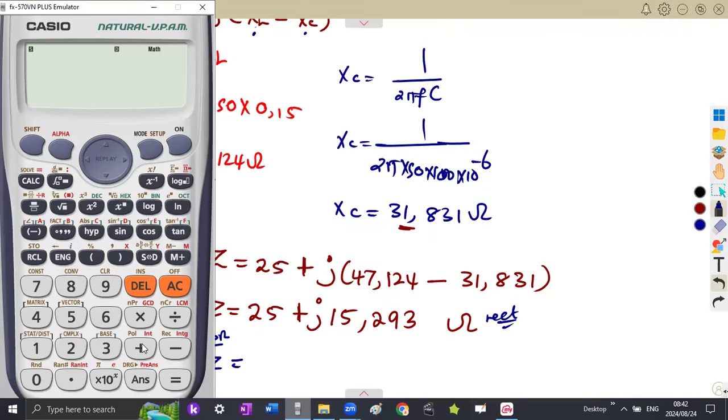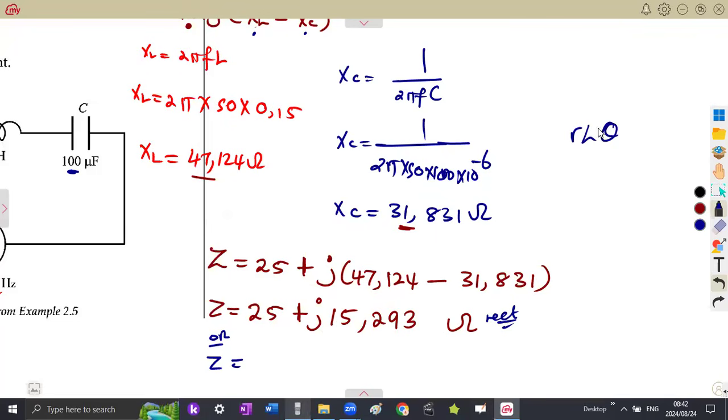So I said it's shift, polar form, that's a plus. Then you're going to separate this: that's 25. To separate this to 15, it's going to be shift closed bracket. So that's 15.293. Then close the bracket, you've got the answer there. Remember, in polar form, you expect to have r angle theta.